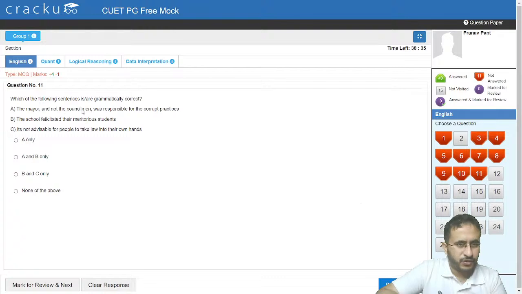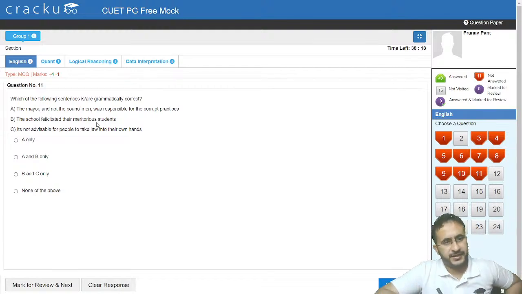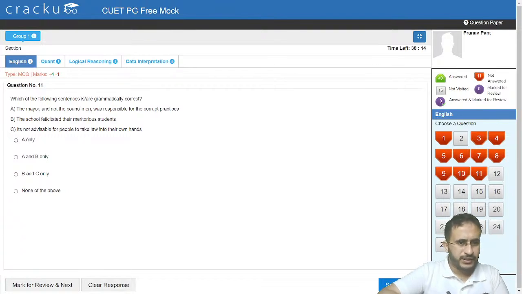The mayor and not the councilman was responsible for corrupt practices. See, here the subject is mayor, right? So we will use was. So first is correct. The school felicitated their meritorious students. Here there is one school felicitating, so it should be its meritorious students. So B is not correct. So only A.